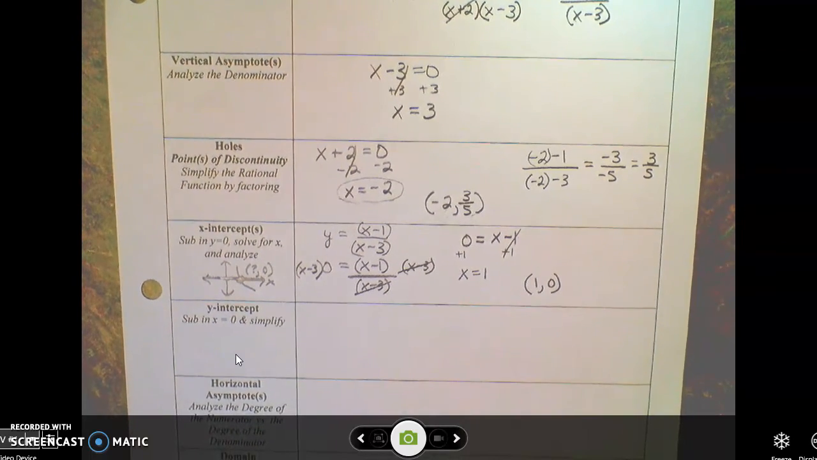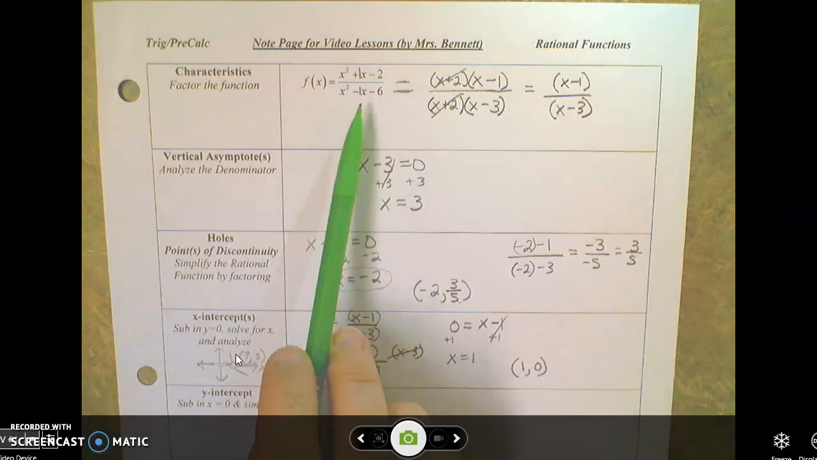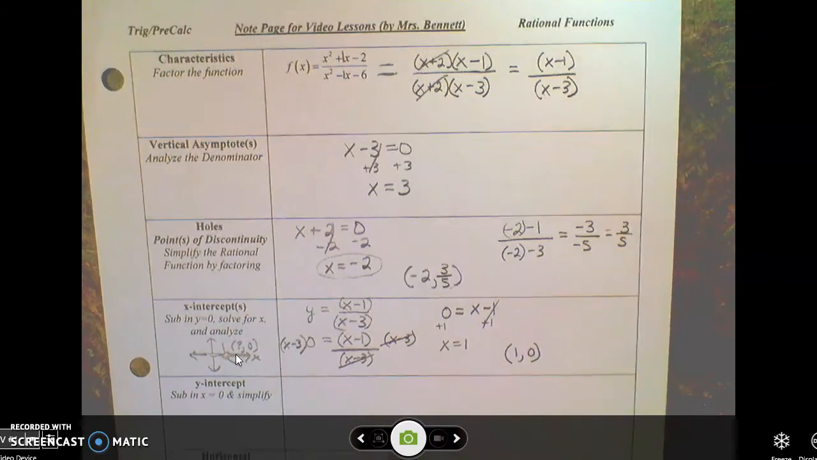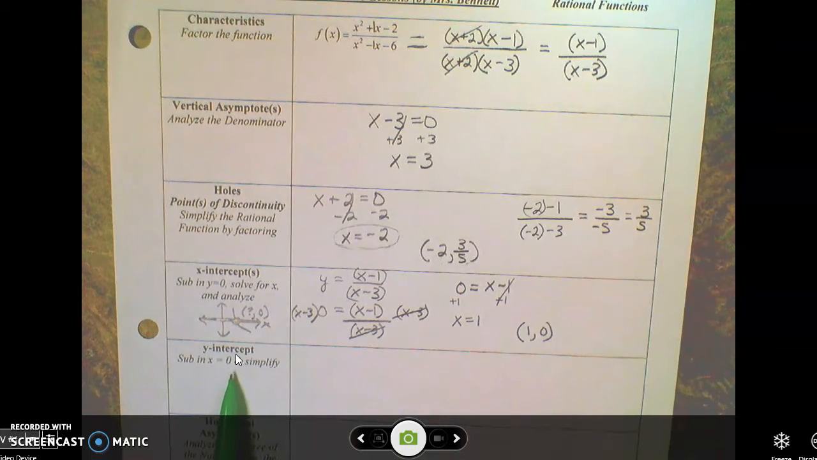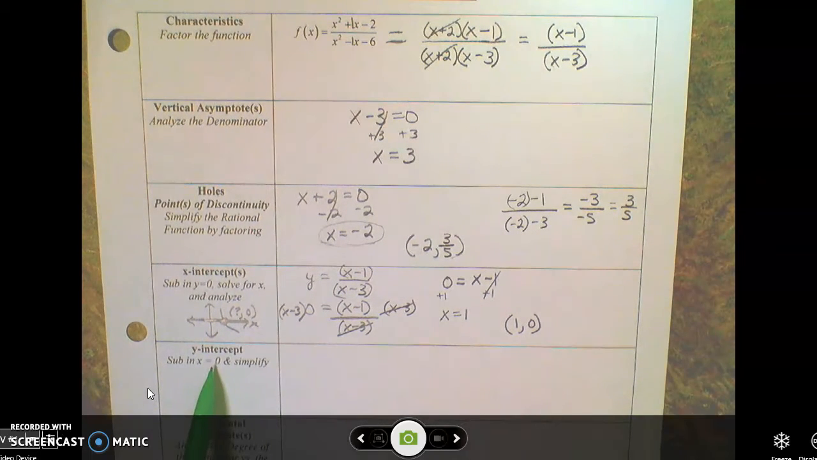Hello, Mrs. Bennett here, continuing the examples of characteristics for rational functions. This video is going to focus on the characteristic of a y-intercept, which some rational equations have and some do not. So here's what we are going to do.